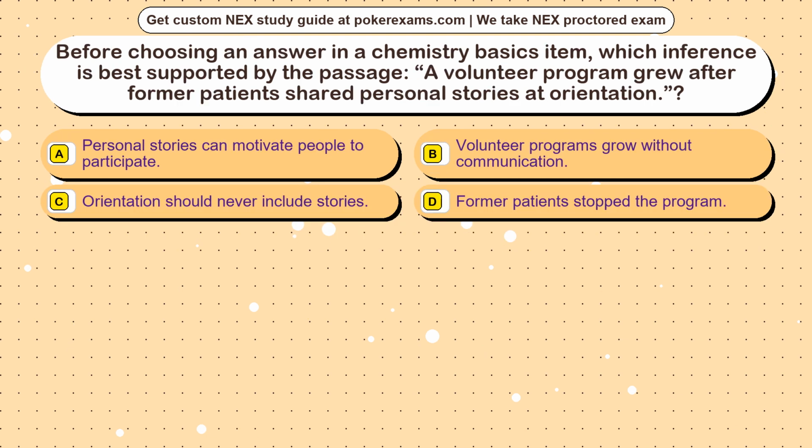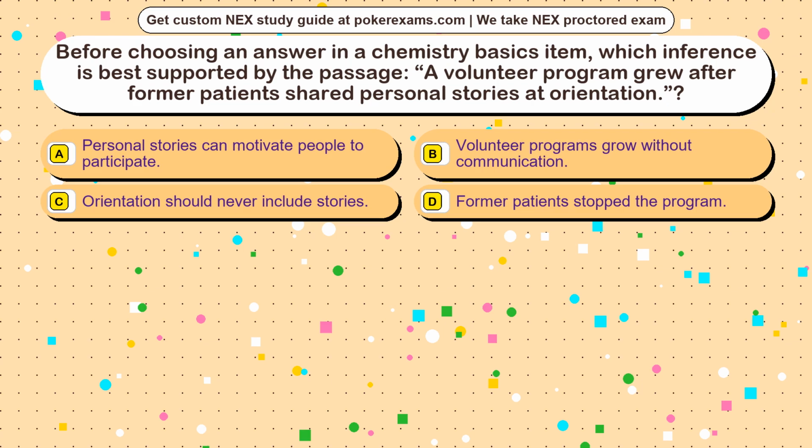Question 9. Before choosing an answer in a chemistry basics item, which inference is best supported by the passage? A volunteer program grew after former patients shared personal stories at orientation. Option A, personal stories can motivate people to participate. Option B, volunteer programs grow without communication. Option C, orientation should never include stories. Option D, a former patient stopped the program.